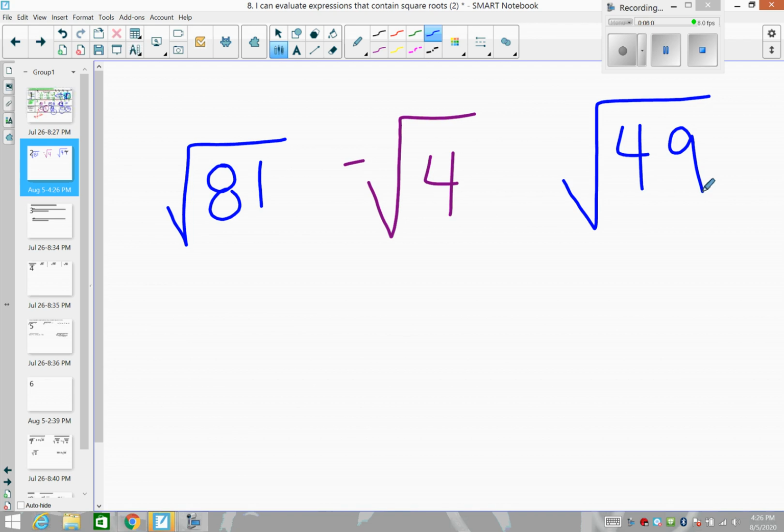Okay, so let's give those a shot. Let's see how you did. This is a square. It has an area of 81. So what is the square root? Or what is the side length? Your answer should be 9. Why don't you go ahead and check that out?